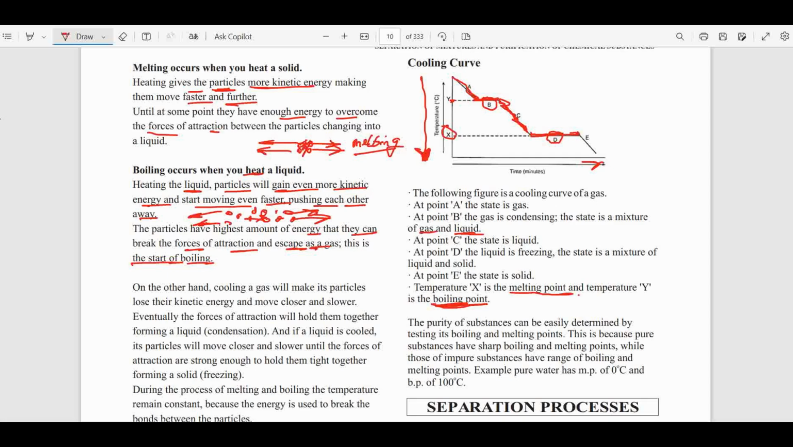And finally, you get to a point E where you have only the solid phase as you continue to reduce the temperature. So that is how to describe the cooling curve and the heating curve.